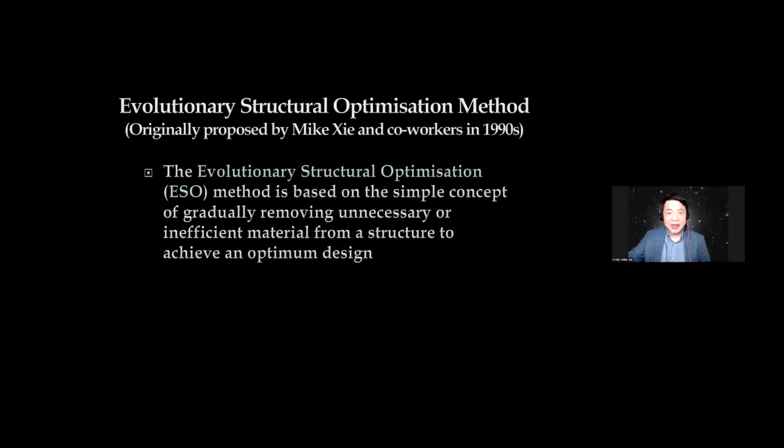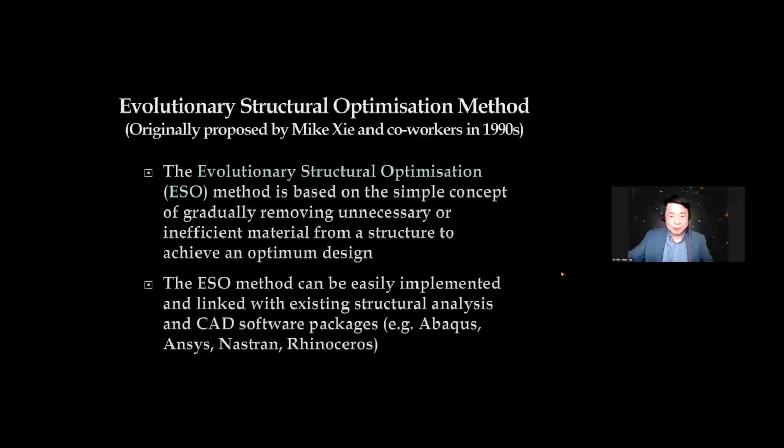If you want to design a better structure, we can use a method called evolutionary structure optimization, a technique proposed by my team almost 30 years ago. The idea is to improve a structure design by removing the unnecessary or inefficient material from a current design, and gradually we will be left over with a shape which is not only lightweight but also showing some elegance. Such a concept is very easy to understand and can be easily implemented and linked with existing design tools and analysis software like Abaqus, ANSYS, Nastran, or the CAD software Rhino.